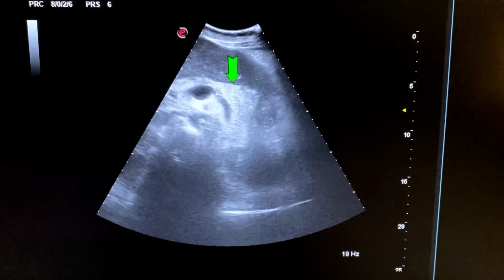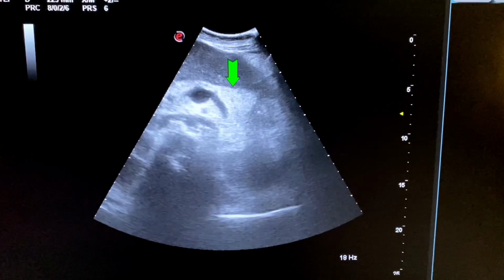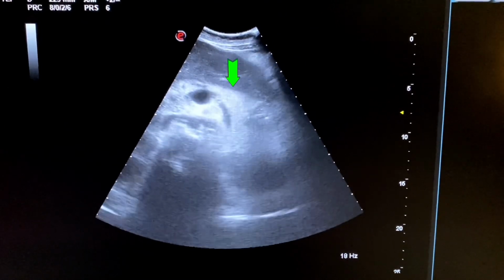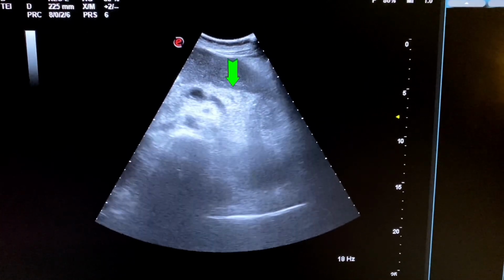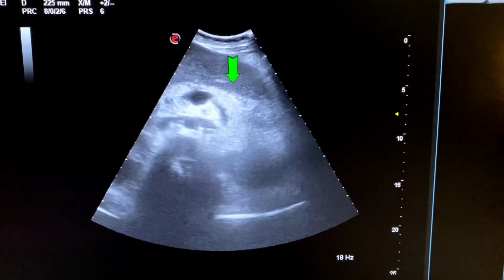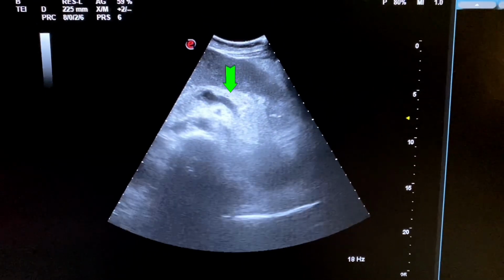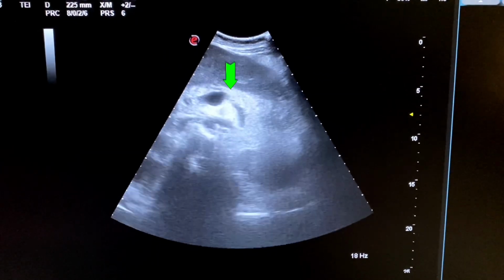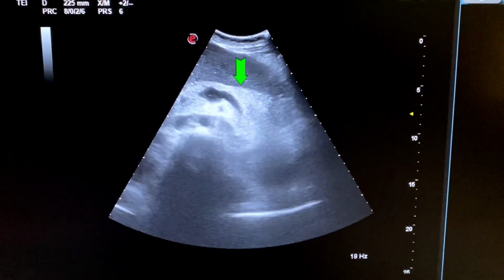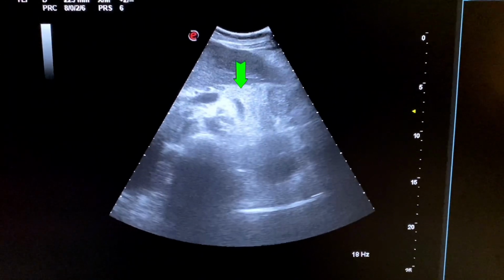Here we see the body and tail of the pancreas. The pancreas is echogenic, but the size appears to be normal, within 2 centimeters. Now we clearly see the splenic vein. The pancreas lies above the splenic vein and around the portosplenic confluence.